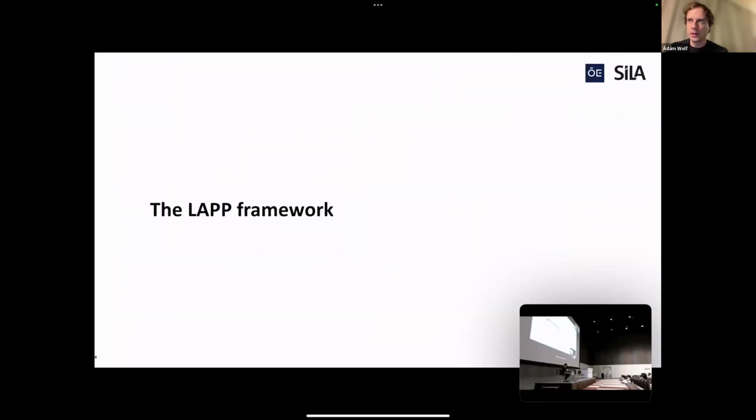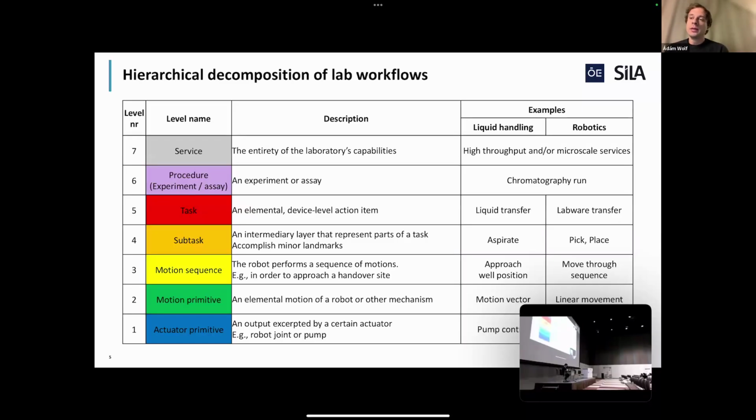To do that, we introduced the LAPP framework, and this is also the subject of my industrial PhD, connected to the activities we did at Takeda together with our partners: the Laboratory Automation Plug-and-Play framework. The first pillar of this framework is the previously mentioned semantic layer, the decomposition of the workflow by outlining the canonic layers, looking at how a procedure or experiment is decomposed into tasks. These tasks we consider device-level elemental action items that are dealt with by distinct devices or robots. You will see in the next slide how it reflects in the layers of the control architecture.